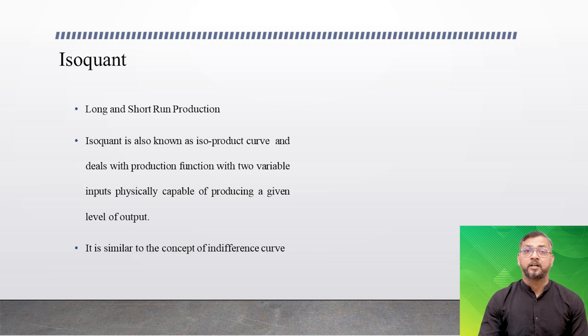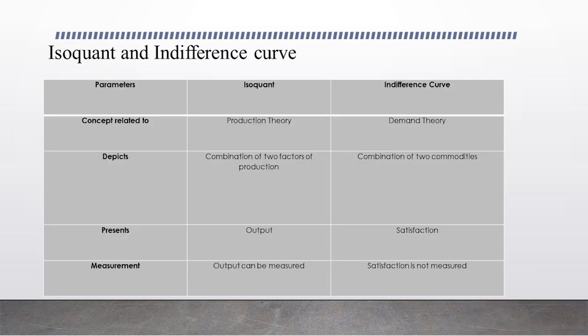Isoquants as a result give the amount of output that is produced by using these two factors of production, whereas indifference curve as an output gives the satisfaction that the consumer derives after consumption of the two commodities. Now, since production is a physical state, the output in isoquant is measurable, and you will see that the value of output is written in the isoquant. But satisfaction is a mental state. We can understand which commodity is giving us a higher satisfaction and which commodity is giving us a lower satisfaction, but we are not able to measure it. So the measurement is missing in case of indifference curve.